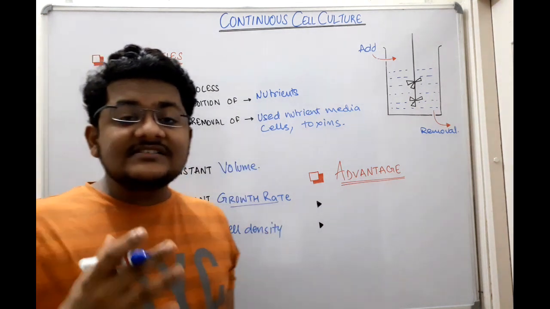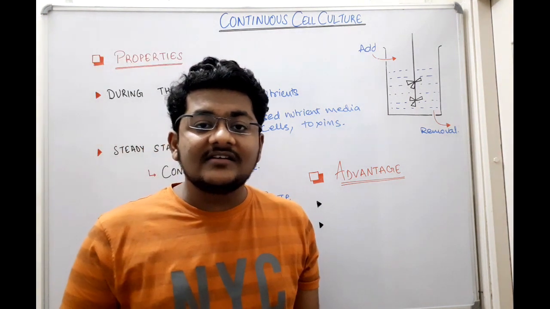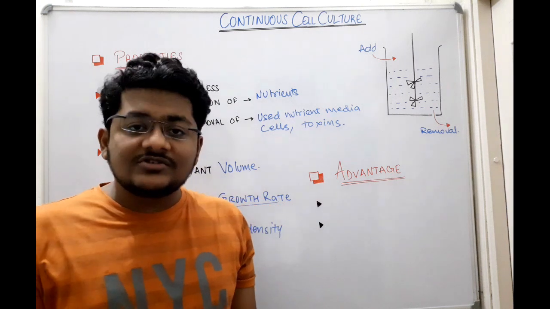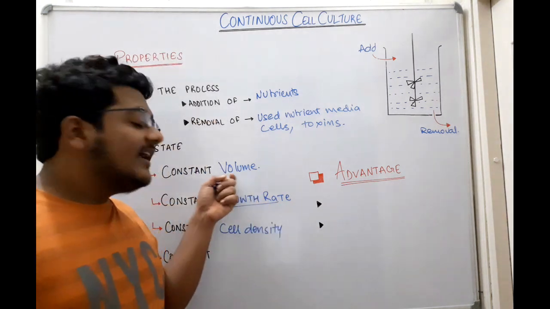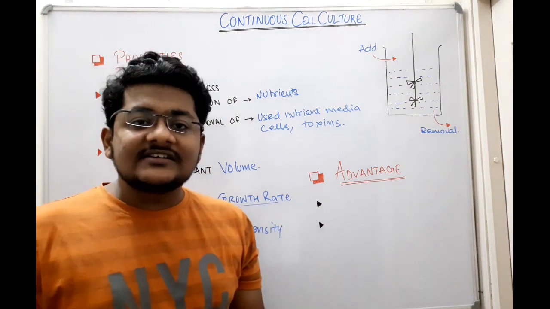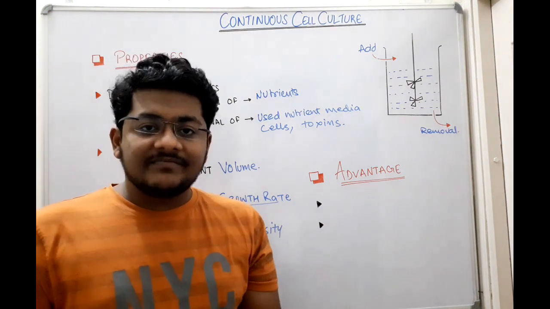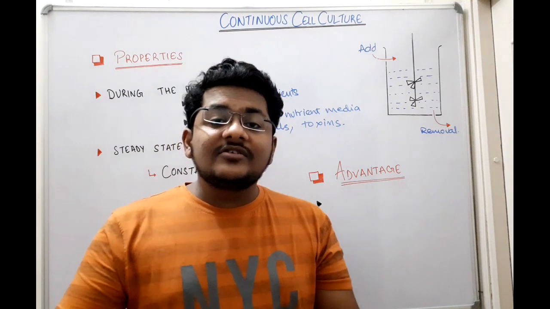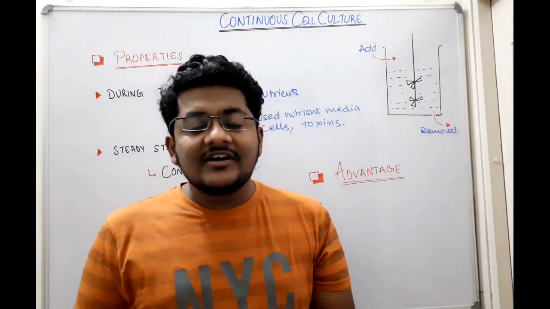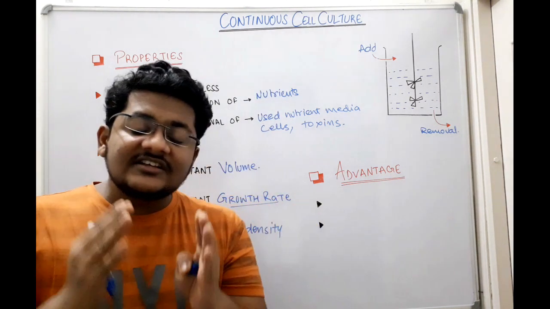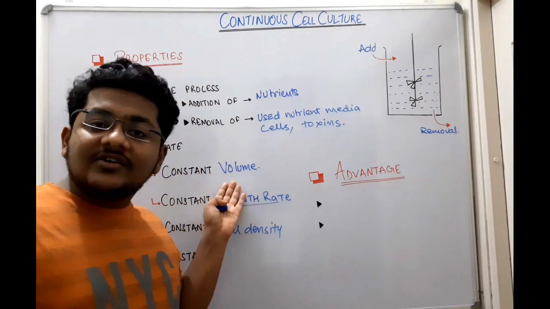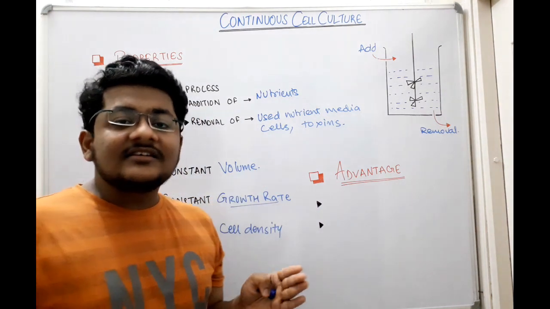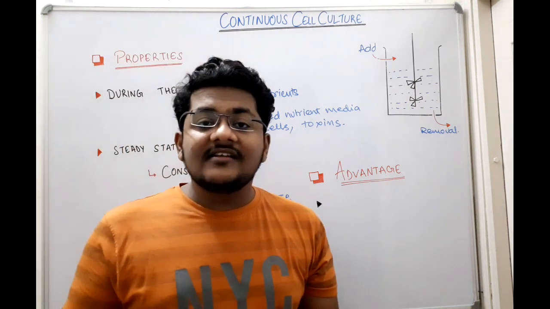The third important property is cell density. If the cells removed from the bioreactor are equal to the cells produced, then the number of cells inside the bioreactor remains constant, and the volume is already constant, so the cell density, which is the number of cells per unit volume, also remains constant.